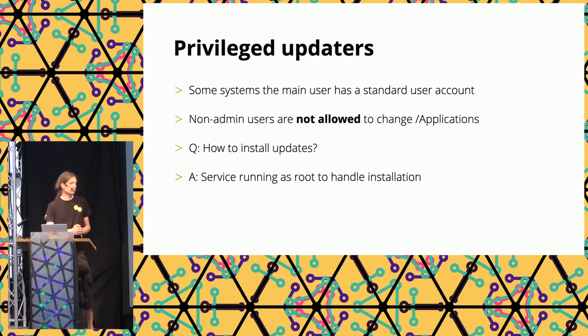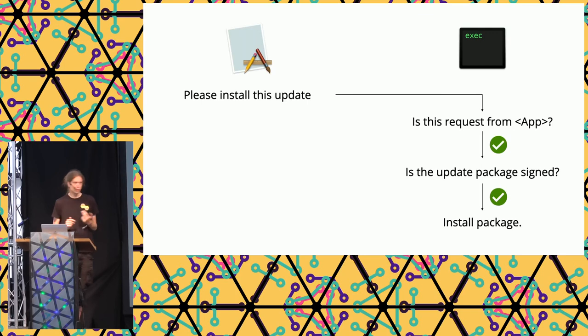Now, it's important that you do this securely, of course, so not every application can elevate its privileges. There are basically two things that you need to check here. The application has an update, and then it hands that over to that service. First, it should check if the request really comes from the original application. If some malware is requesting an update, it should be ignored. And it should also make sure that the package is not manipulated in some way, for example, by checking a cryptographic signature.